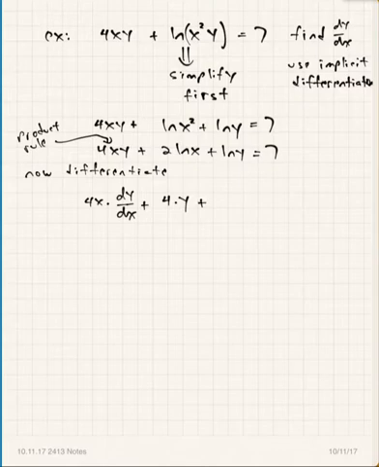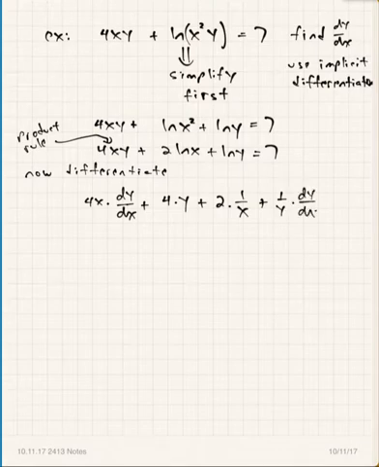Plus, let's see, 2 is a constant factor. The derivative of the natural log of x would be 1 over x. Plus, and then the derivative of the natural log of y, like we saw with implicit differentiation, this would be 1 over u times u prime. So 1 over y dy dx. And then that would be equal to 0. The derivative of 7 is 0.